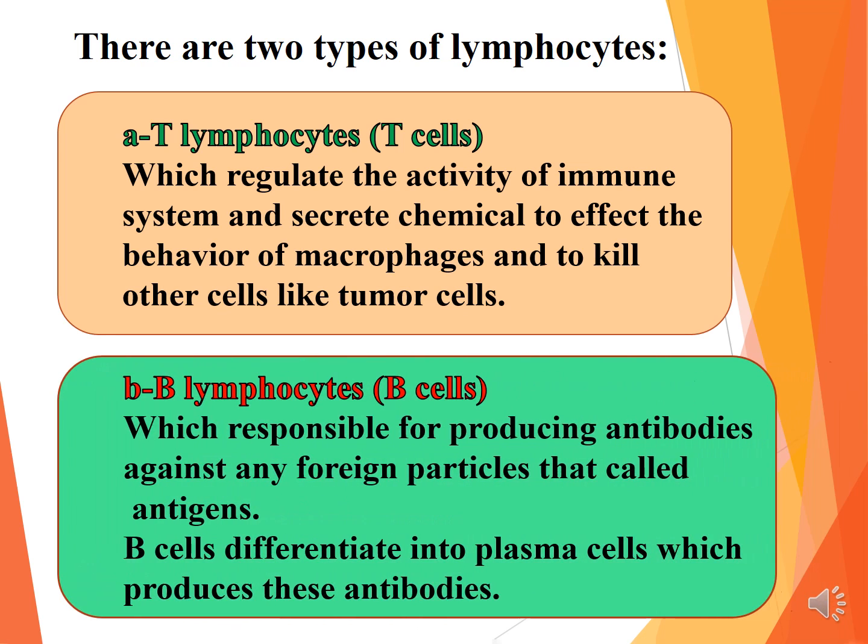B lymphocytes, which also called B cells, is responsible for producing antibodies against any foreign particles that called antigen. بينما البي ليمفوسايت لها القابلية على إنتاج الأنتيبوديز اللي لها القابلية على إنه تهاجم أي foreign particle يدخل اللي نسميه أنتيجين والذي يتفاعل مع الأنتيبودي. B cells differentiate into plasma cells which produces these antibodies. طبعا B cells differentiate إلى plasma cell، وبلازما cell هي راح تكون مسؤولة عن إنتاج الأنتيبودي during any infection.